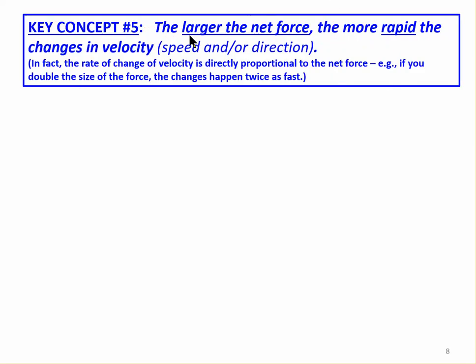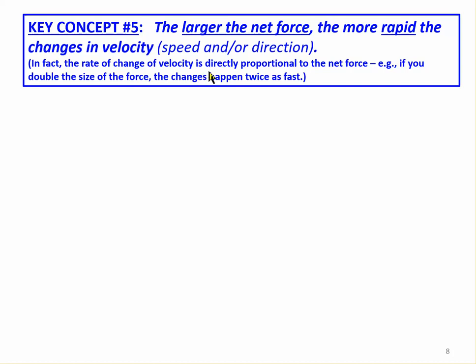The next key concept is the notion that the bigger or larger the force on an object, the more rapidly its velocity is going to change. That should make sense. We've seen that forces affect motion. They change an object's velocity. And if you apply a big force, you'd expect that the change in the velocity is going to occur more rapidly. And in fact, it's directly proportional.